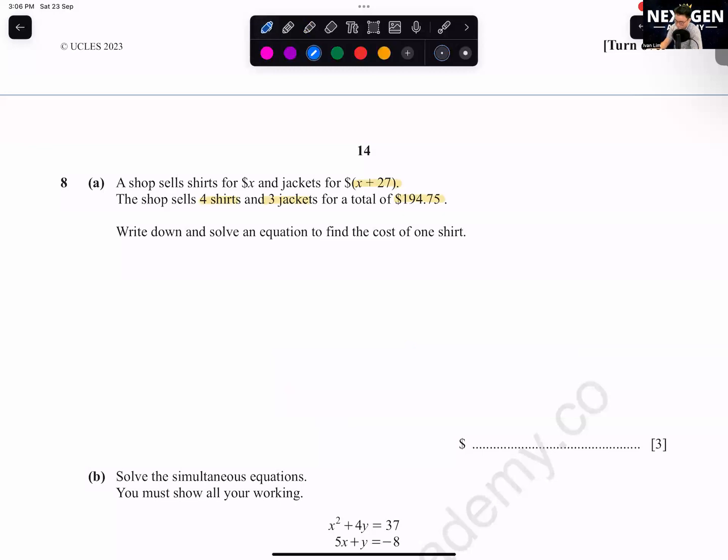Okay, so here you got 4 shirts. Shirts is x dollars. So 4x plus 3 times x plus 27. Total will be 194.75. Okay, so cost of 1 shirt is x, right? So you basically want to find x. Open out the bracket first. 4x plus 3x plus 81 equals 194.75. Okay, add it up. 7x equals 113.75. x will be 16.25.